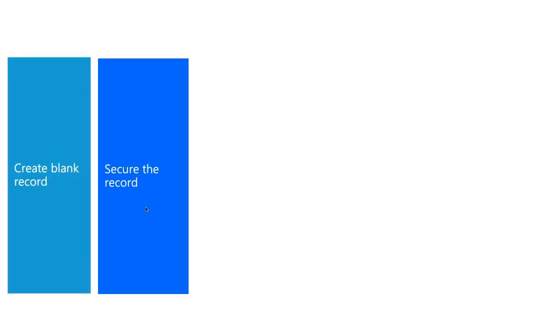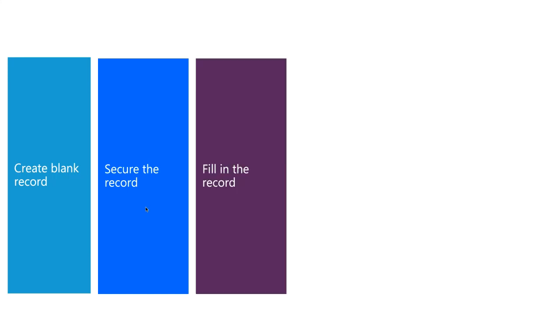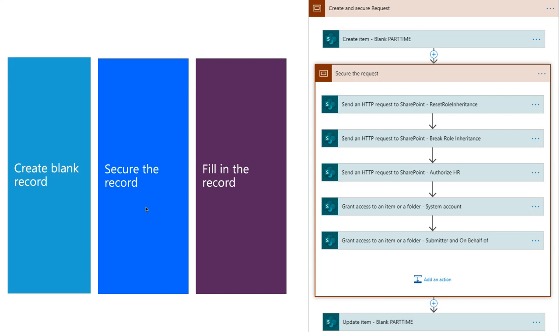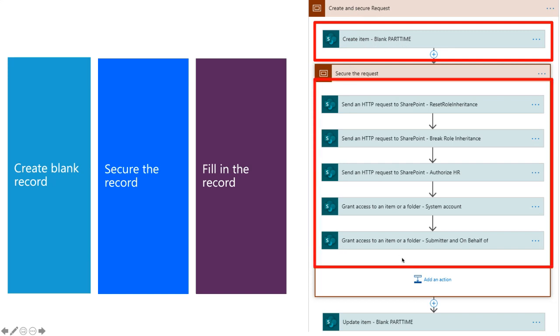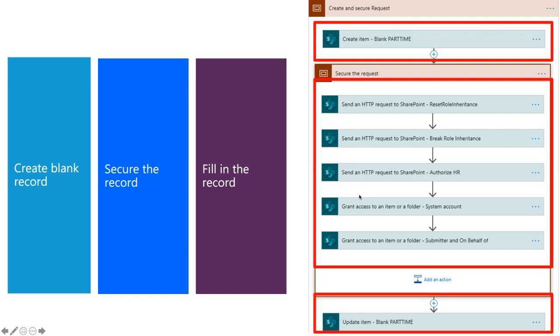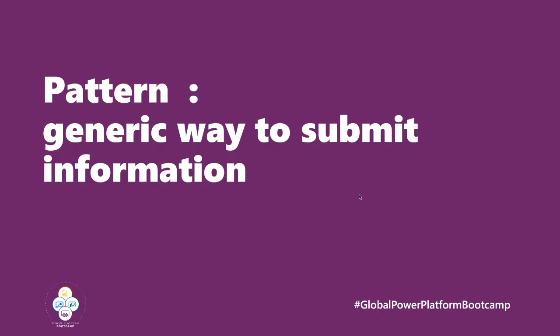Second pattern, I call that the secure record pattern. What is that? So usually when I try to store information in a record, what I do is this. I create a blank record, I secure the record, and then I fill in the record. So example here in my Power Automate code, first here in this scope, I create the blank record in the SharePoint list. Then this code secures the record with unique permission, and then I update the record with business information, right? That is very important.